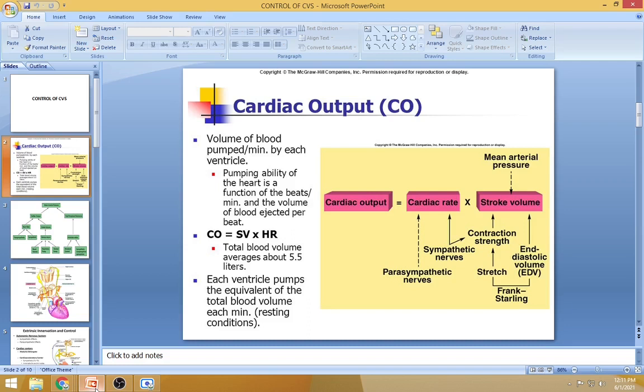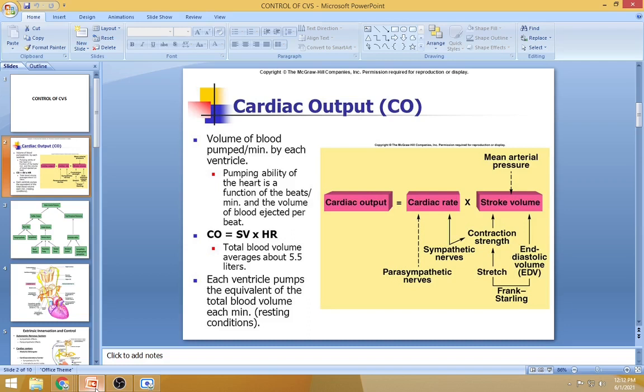Stroke volume is the amount, or rather the volume, of blood that is being pumped per beat. Every beat of the heart, the volume that is being pumped is called the stroke volume. So cardiac output is a multiple of two things: the stroke volume and the heart rate. Heart rate is nothing but the beating of the heart per minute, or what we can say is the contraction of the heart per minute. So when you take a multiple of these two, stroke volume and heart rate, you get the cardiac output.